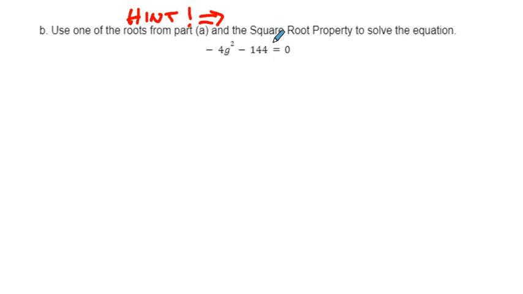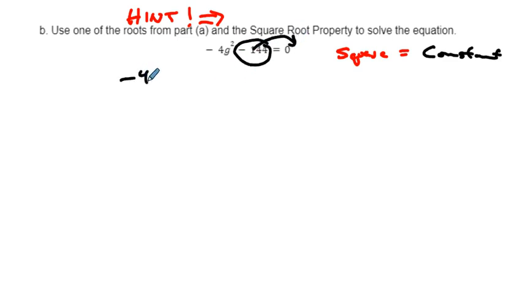So the very first thing: you use the square root property in a case when you have something that you're not really sure you could factor, but you've got a squared term and a constant. So you separate them so that you get the squared term on one side, and the constant on the other. First thing we've got to do is a little rearrangement. We're going to put this thing over here, and so this is going to become negative 4g squared equals 144.